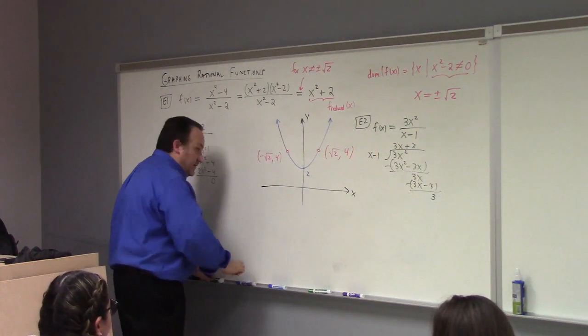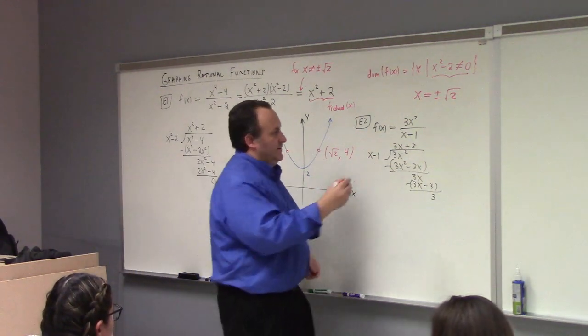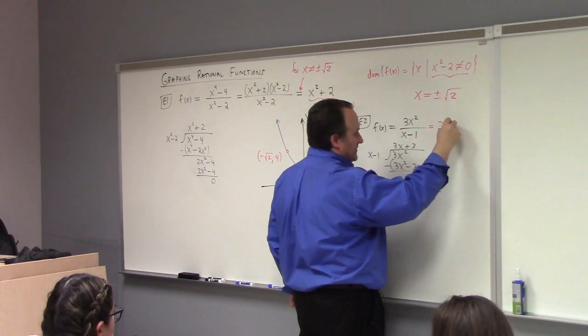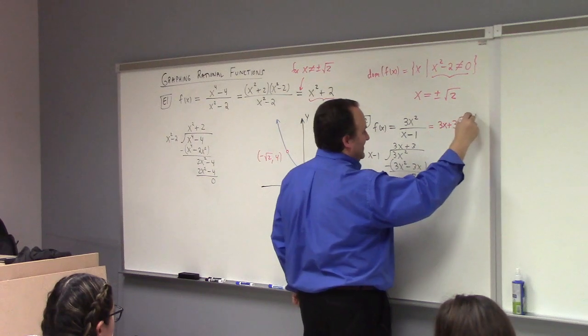Let me collect the spoils of war here. So what we have is 3x plus 3, plus 3 over x minus 1.